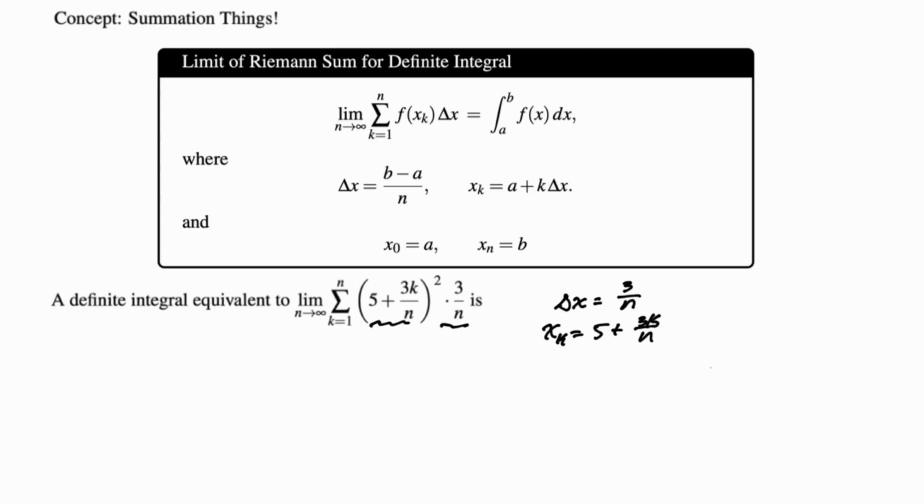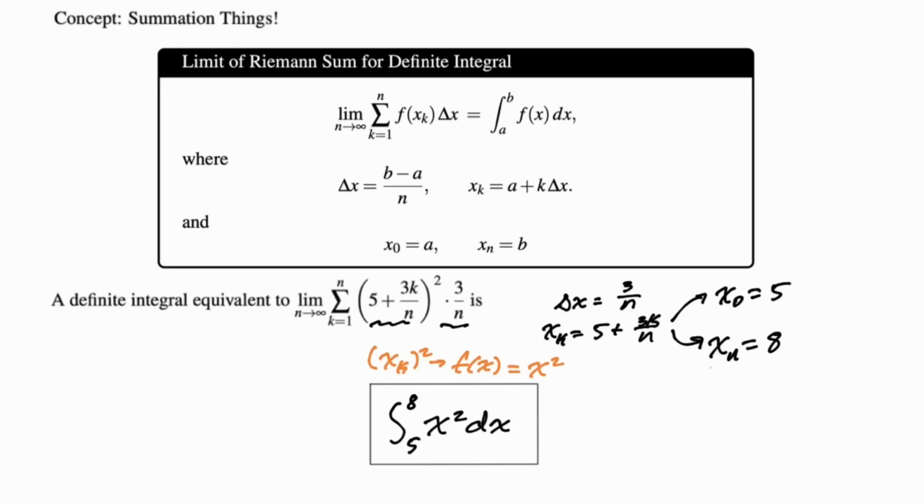Then, once we have x sub k, we want to immediately find x sub 0, so plug in 0 for k, and you get 5 plus 0. And then x sub n, plug in n for k, you get 5 plus 3n over n, which is 5 plus 3, which is 8. Then we need to figure out what are we plugging x sub k into. Just look at the form of this thing, and you can see that you're doing your x sub k value squared. So I think our function is f of x equals x squared, and from there we can write our definite integral. So it's the integral from 5 to 8 of x squared dx.